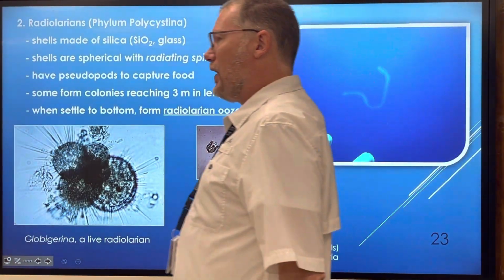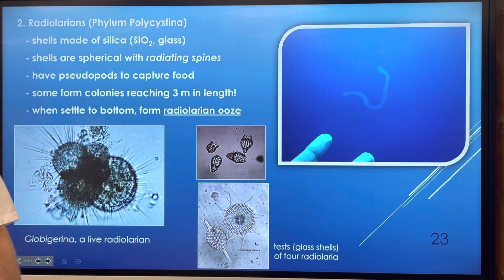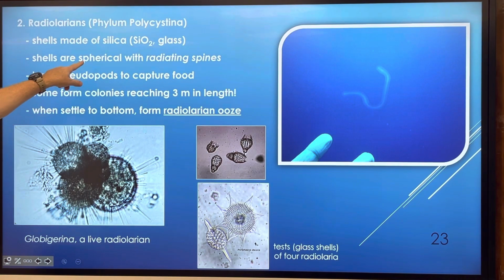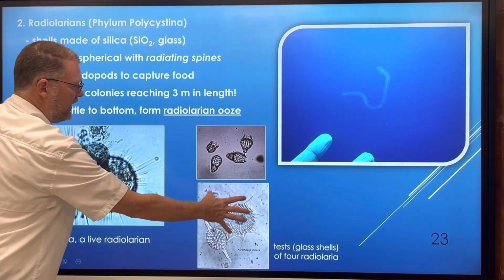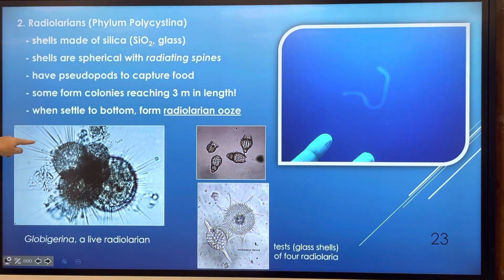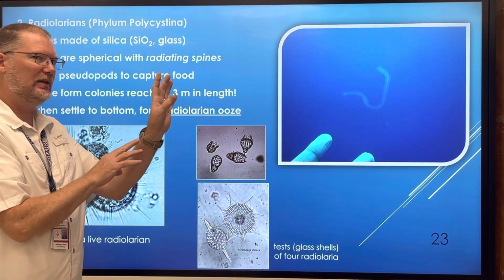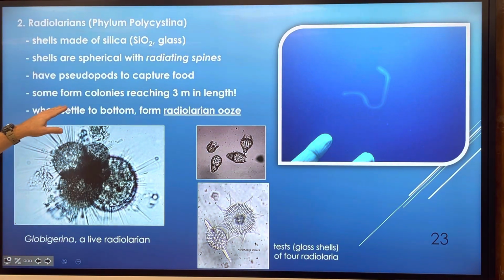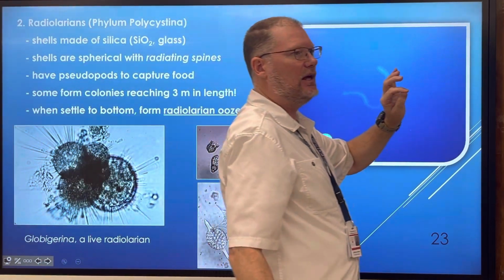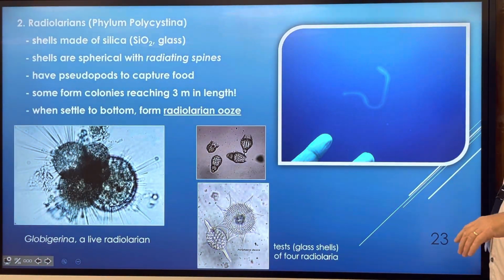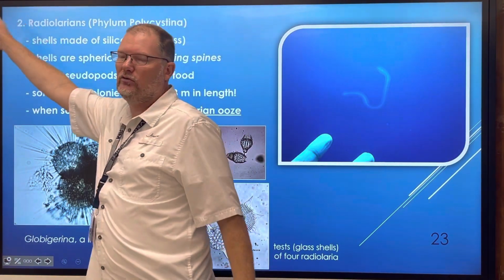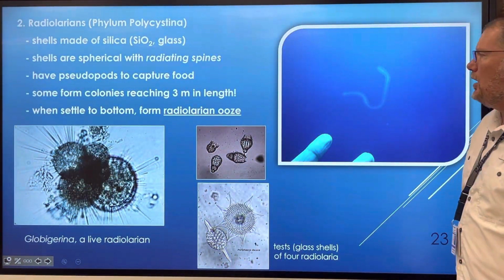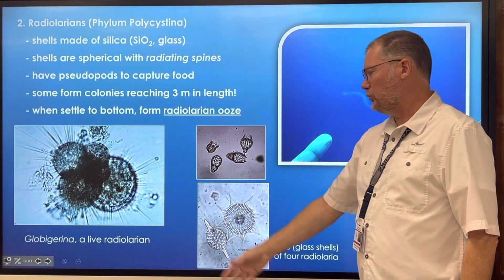All right, the next one is a radiolarian. The radiolarians also have shells made of silica, glass, just like the diatoms. They're spherical with radiating spines coming out of them. Pseudopods to capture food. These are the pseudopods again, reaching out, little stretches of cytoplasm with the cell membrane around them to pull things in. Right. Some colonies can reach 3 meters in length. So that's like, yeah, longer than the width of the screen. Okay. And they make a radiolarian ooze when they settle to the bottom.